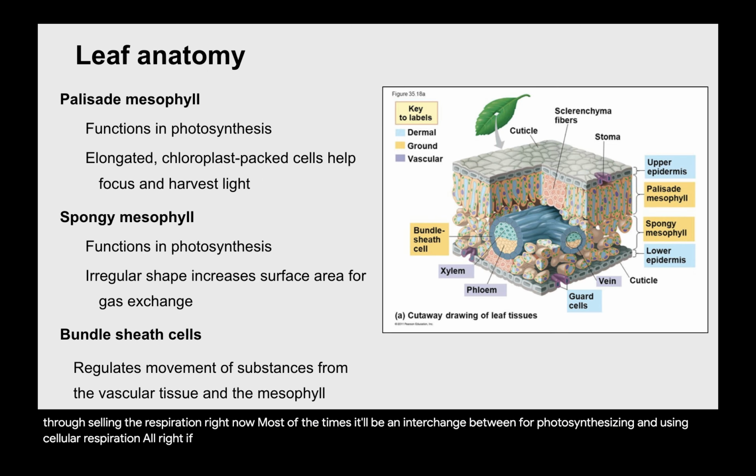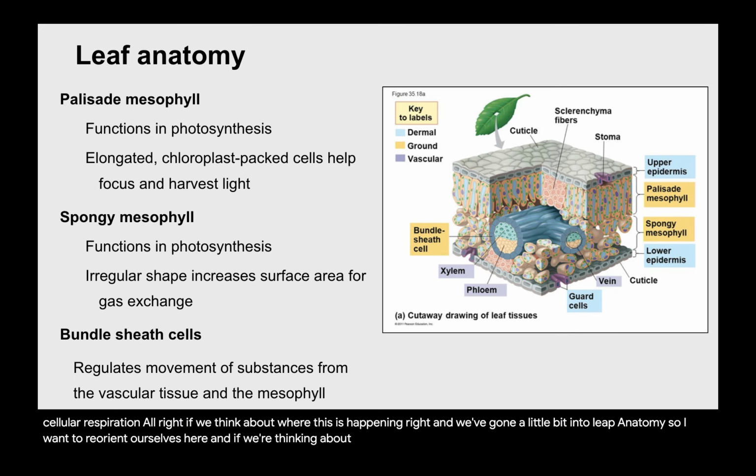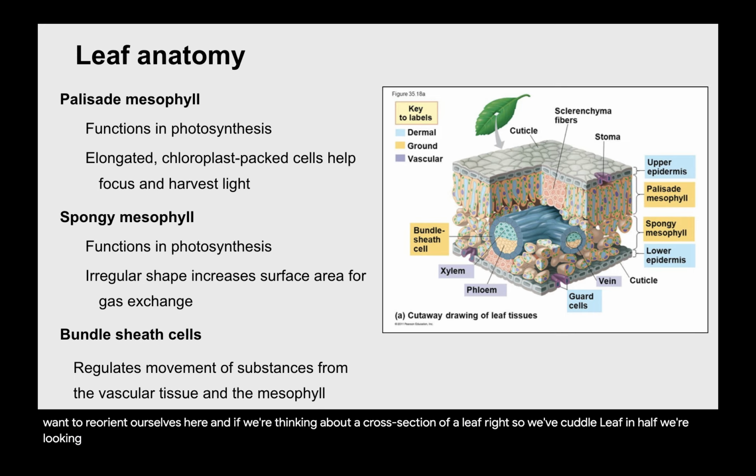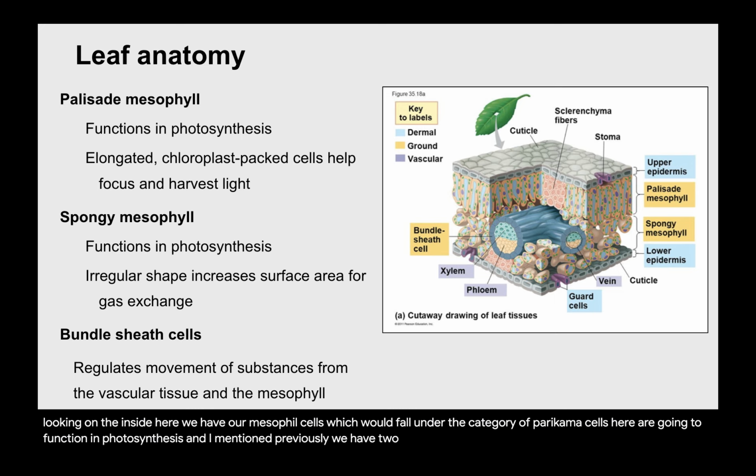All right, if we think about where this is happening, and we've gone a little bit into leaf anatomy, I want to reorient ourselves here. If we're thinking about a cross-section of a leaf, so we've cut a leaf in half, we're looking on the inside here, we have our mesophyll cells, which would fall under the category of parenchyma cells. Our mesophyll cells here are going to function in photosynthesis. And I mentioned previously we have two types of mesophyll.